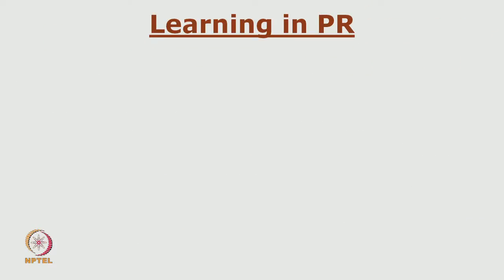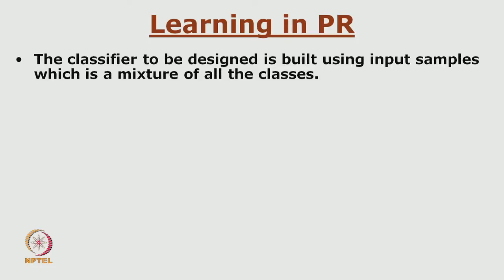Very closely associated with the process of pattern classification, pattern recognition is the process of learning. Because when you are going to design an algorithm for pattern classification, you have to learn something from the data samples. And there are two methods of learning. But what is this process of learning? Remember, a classifier is to be designed, is built using input samples, which is a mixture of all the classes. So, the classifier is made to learn from different samples. This is the process of learning.